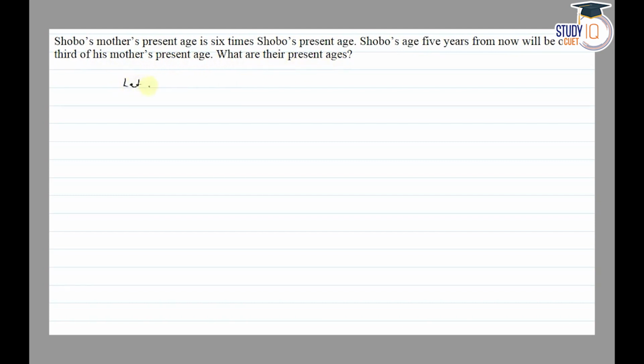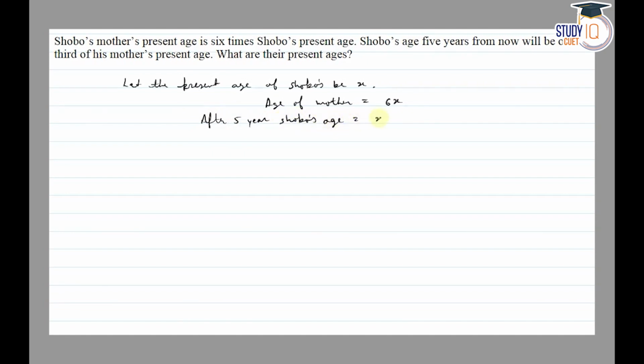So let the present age of Shobo be x. So the age of the mother is equal to 6 times that, so 6x. Then after 5 years, Shobo's age is equal to x plus 5.